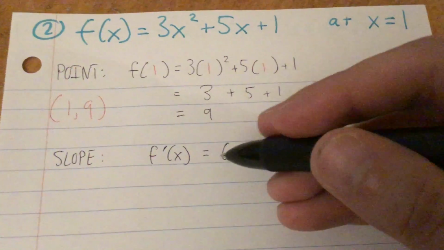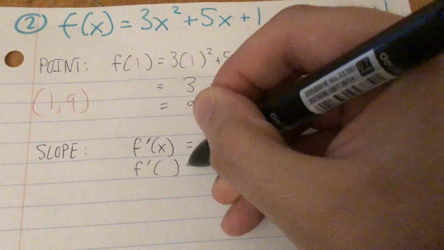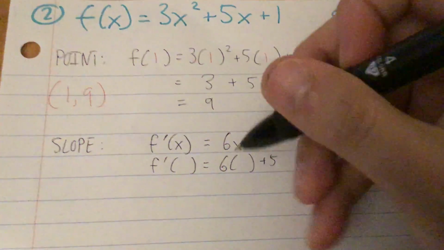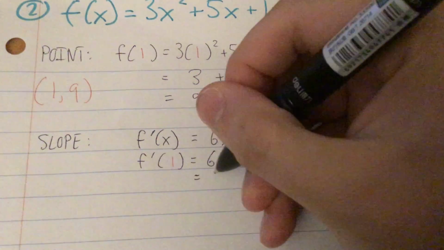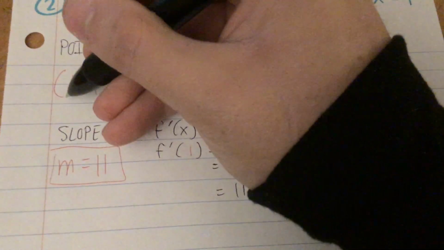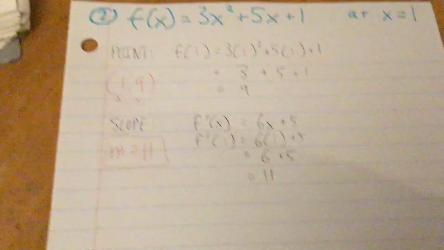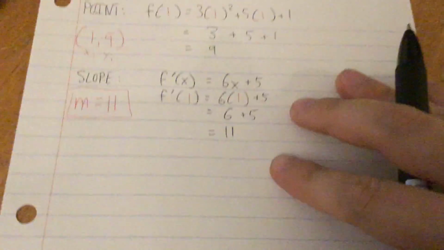So now that we figure out the slope anywhere, let's figure out what the slope at x equals 1 is. So f prime of 1 is 6 times 1 plus 5. 6 times 1 is 6, plus 5 is 11. So the slope is m equals 11. x equals 1 is my x1. y equals 9 is my y1. So I've got a point, I've got a slope. Let's go into point slope form.